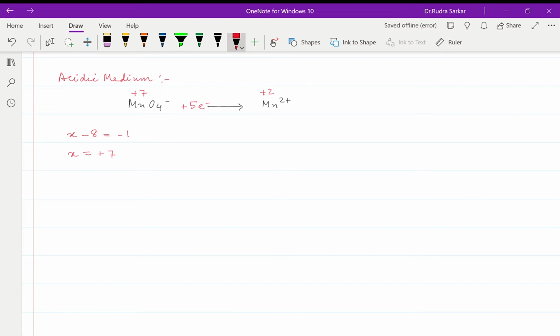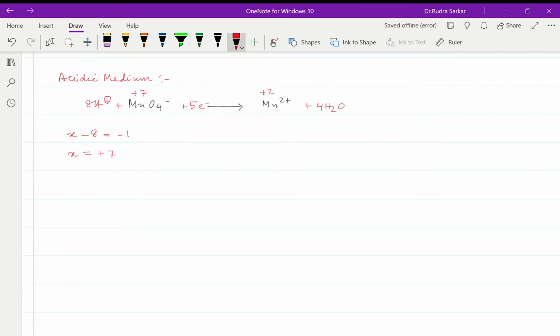Now we have to balance the oxygen. For a reaction in acidic medium, you add water to the side opposite to where the oxygen is. So if the oxygen is in here, we add water here. Now how many oxygen are there? We will say 4. So we multiply the water molecule by 4, and to balance the hydrogen, we will add protons on the left hand side. So it will be a total of 8 protons.